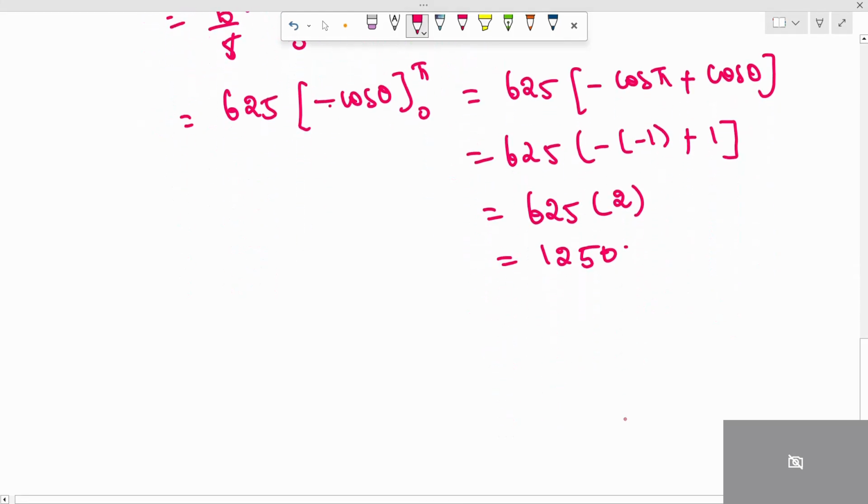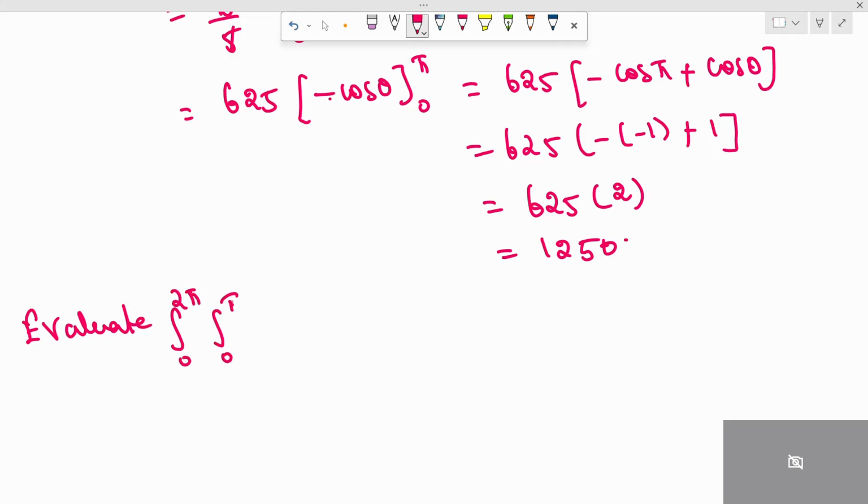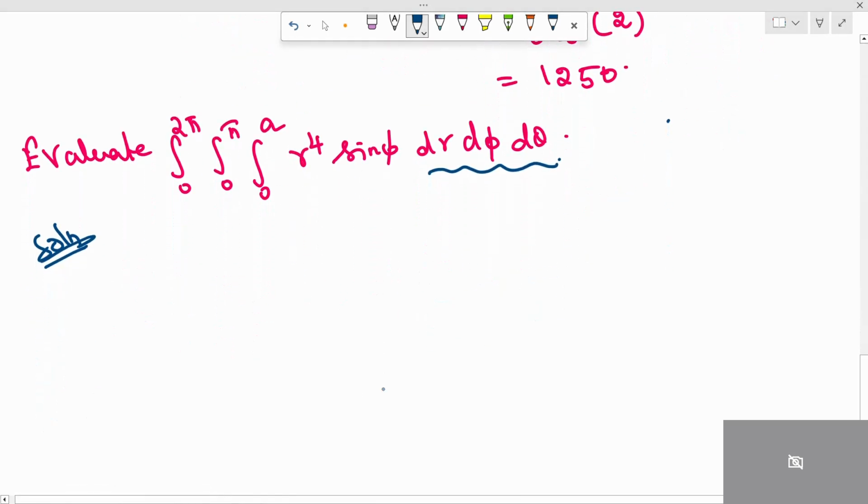2 times 625 is 1250. Next problem, evaluate integral 0 to 2 pi, integral 0 to pi, integral 0 to a, r power 4 sin phi dr d phi d theta. In this problem also all the limits are constant only: 0 to 2 pi, 0 to pi, 0 to a. In this problem you need not check the given order, as it is in the given form we can integrate. In case the limits are variable, we have to check the order.